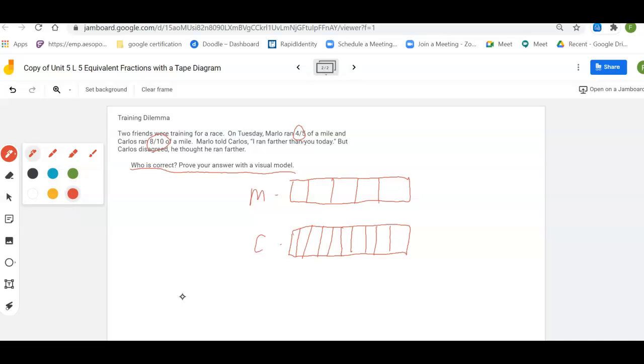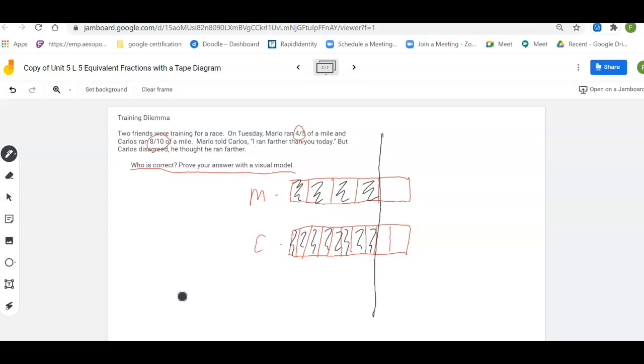Marlo. So let's see here. I'm going to change my color. So Marlo ran 4/5. So we need 4 out of these 5, 4 out of the 5 shaded in. And for Carlos, we need 8 out of the 10. So 1, 2, 3, 4, 5, 6, 7, 8 out of the 10. Now, if you look, this line right here, they look to be equal. So that means that 4/5 is the same as 8/10. They're equivalent to each other.